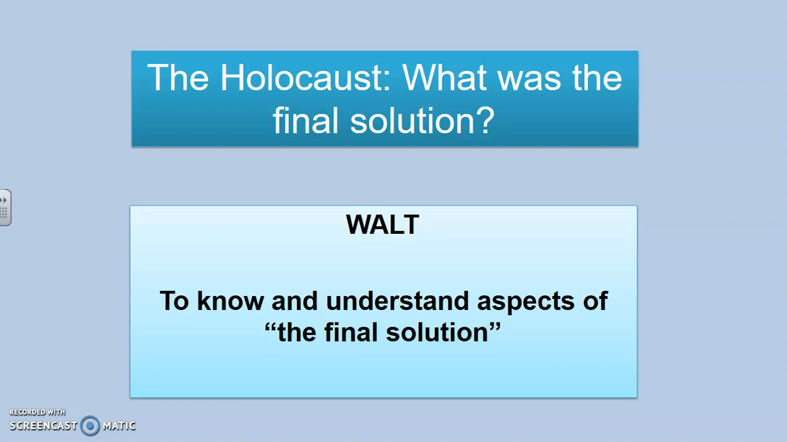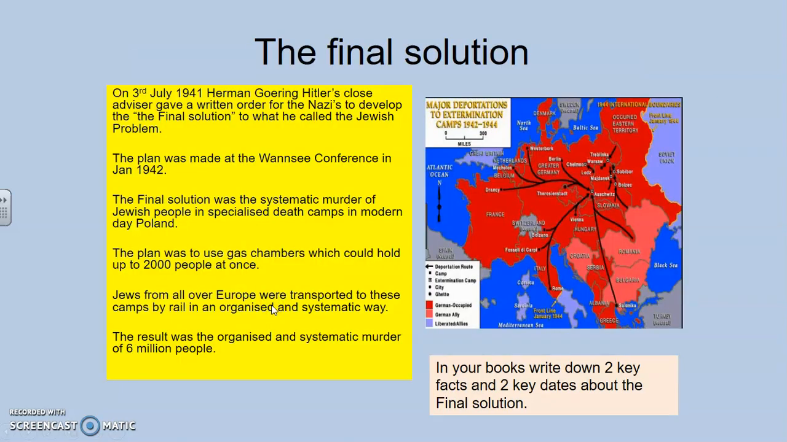So the final solution. What was the final solution? On the 3rd of July 1941, Hermann Goering, who was Hitler's close advisor, gave a written order for the Nazis to develop the final solution to what he called the Jewish problem, which tells you a lot about how the Nazi government viewed Jewish people as a problem to be dealt with. The plan was made at the Wannsee Conference in January 1942 in Berlin.